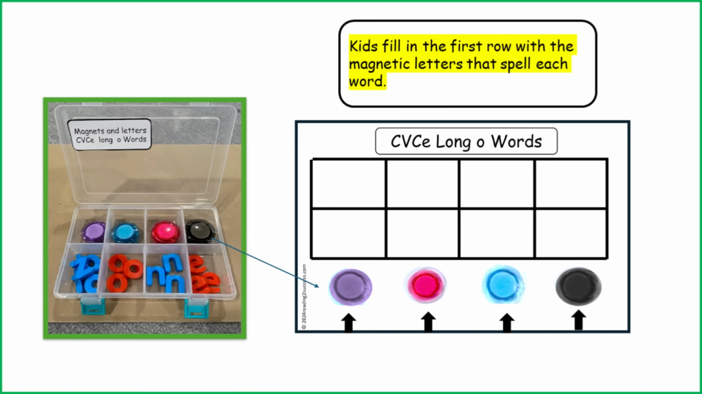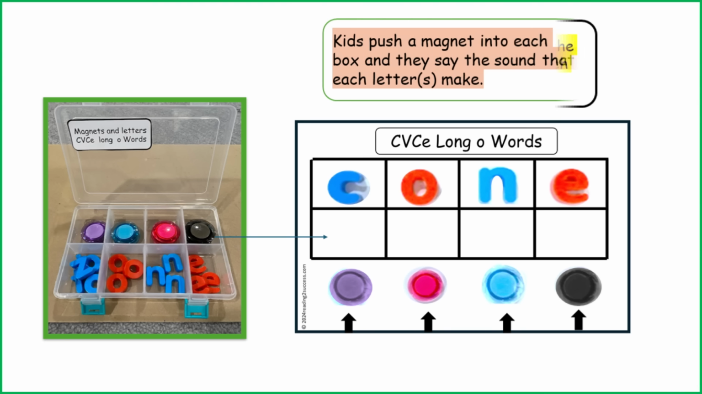This is an example of the first activity. Kids fill in the first row with the magnetic letters that spell each word. C-O-N-E. Now kids use the magnets to push up into each box and they say the sound that each letter or letters make.